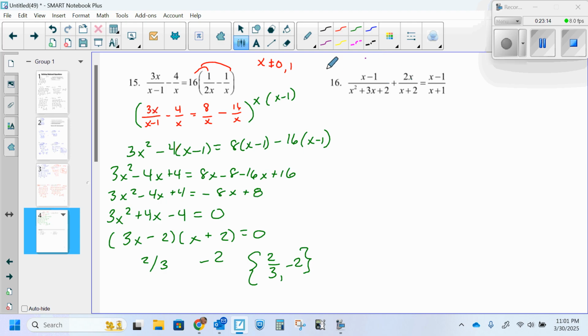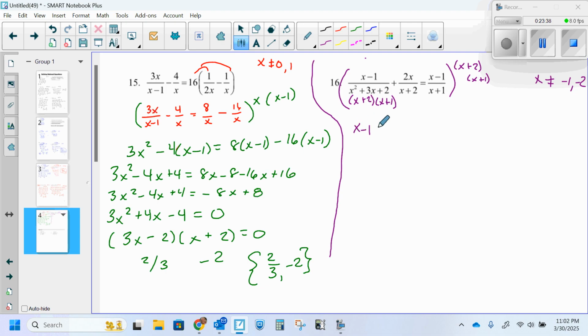All right, let's factor the bottom of this, let me draw a little line here. x plus 2, x plus 1. All right, so the common denominator of all of that is still x plus 2 and x plus 1. Restrictions, negative 1 and negative 2. All right, so this first fraction is not going to change. This one, I have the x plus 2. I don't have the x plus 1. So that's 2x times x plus 1.